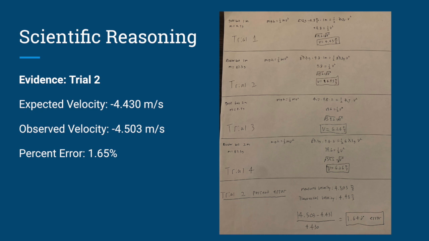To show this, we used the expected velocity, which we got from using the mgh equation and then converting that into kinetic energy. That would be our theoretical velocity. And then our observed velocity was the velocity calculated by tracker. And we found that in trial 2 we had a percent error of 1.65%.